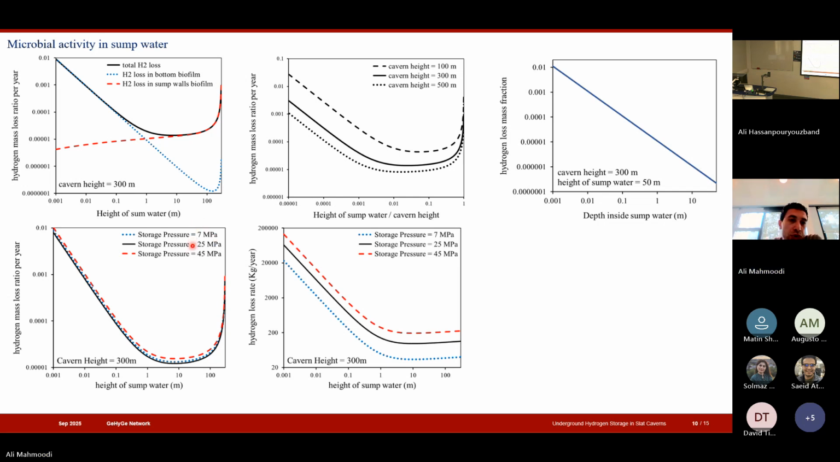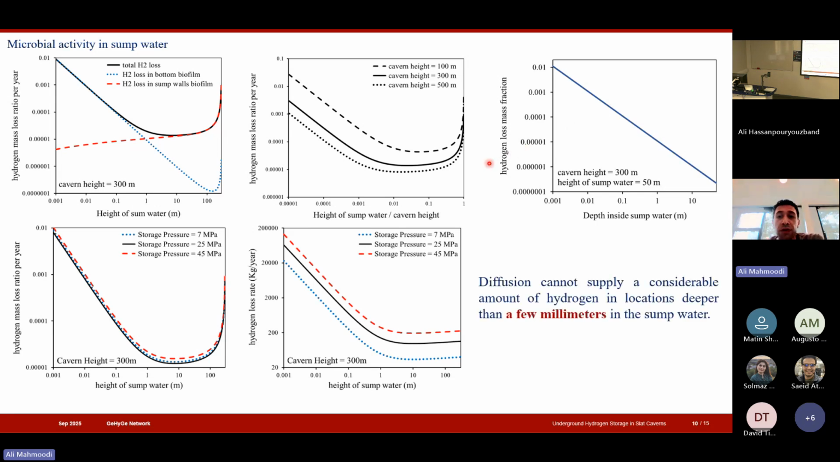And I continued doing calculations with other assumptions for other storage pressures, and also for within the body of water for planktonic bacteria. And basically, the main message did not change. The diffusion cannot supply a considerable amount of hydrogen in locations deeper than a few millimeters in the saltwater.